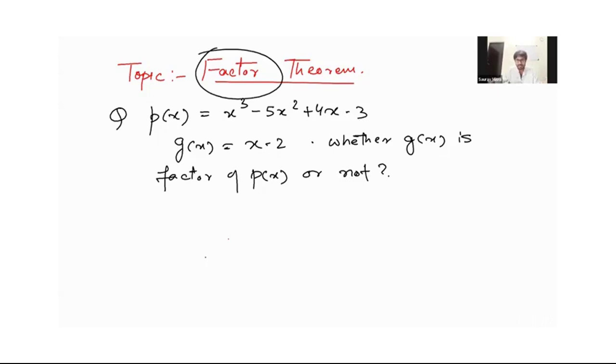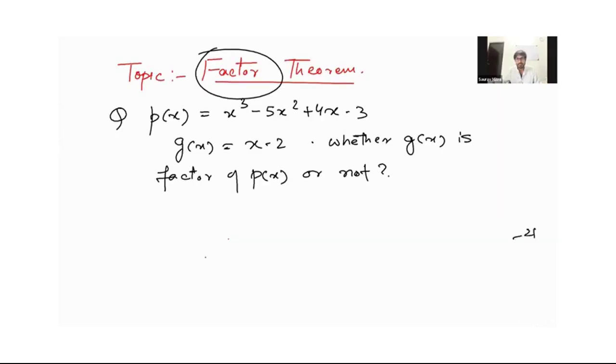If I say in simple words, what are the factors of 8? They are 1, 2, 4 and 8. The numbers which are dividing 8 are called the factors of 8. Similarly, if I have 21, what are the factors of 21? They are 1, 3, 7 and 21 itself. That means the numbers which are dividing a number are the factors of that number.